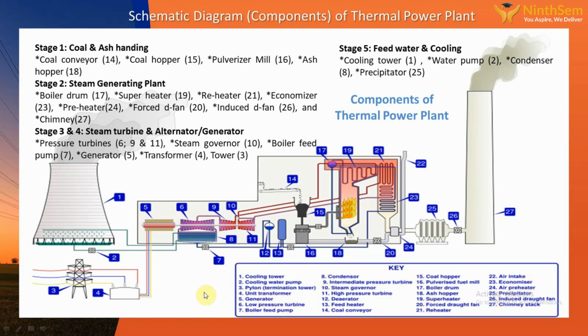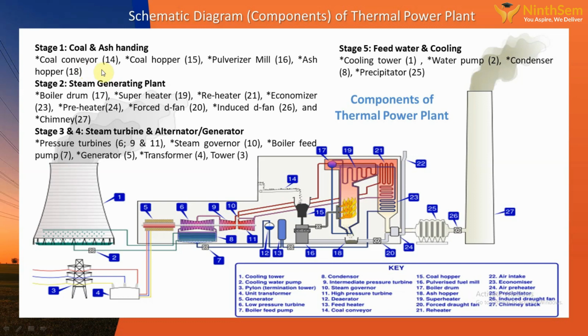By seeing this picture you will come to know the specialized organization of the equipments and different systems involved in this plant. These equipments are segregated into 5 stages. The first stage covers the coal conveyor, coal hopper, pulverizer mill, and ash hopper. These are the equipments coming under the coal handling system and ash handling system.